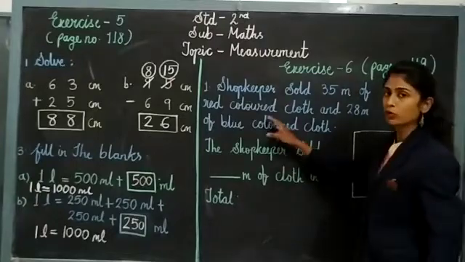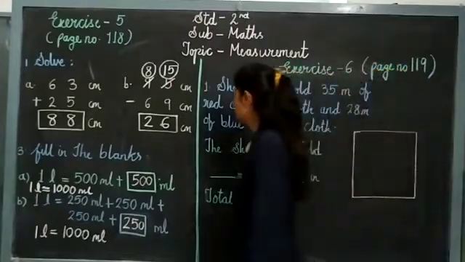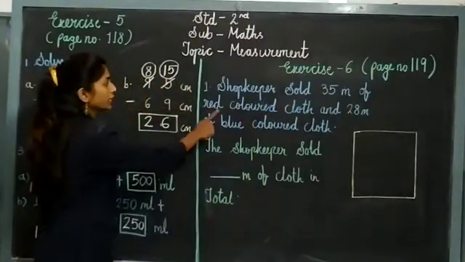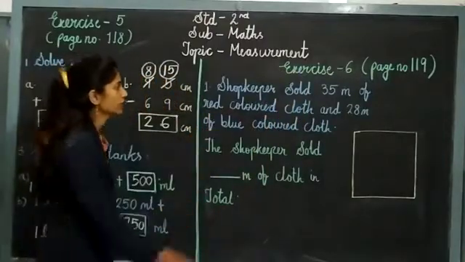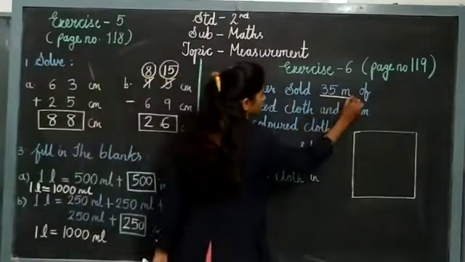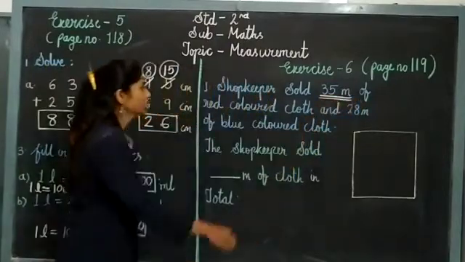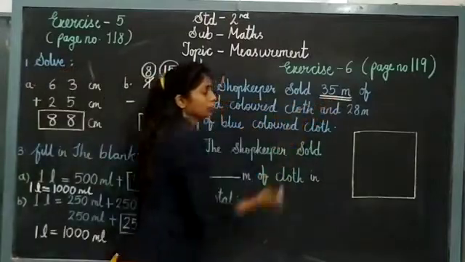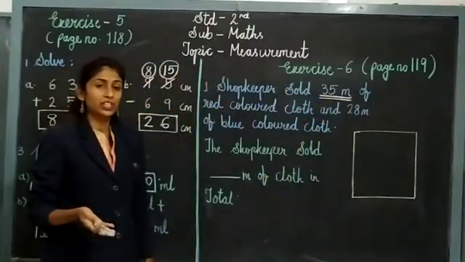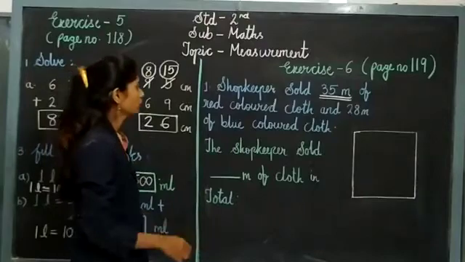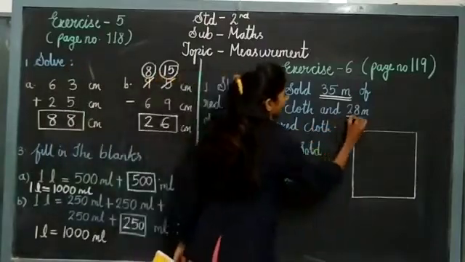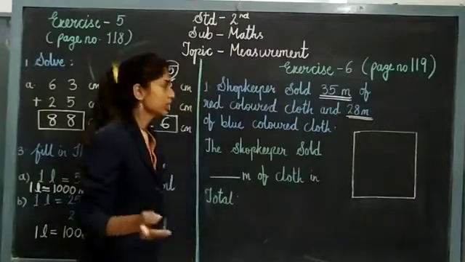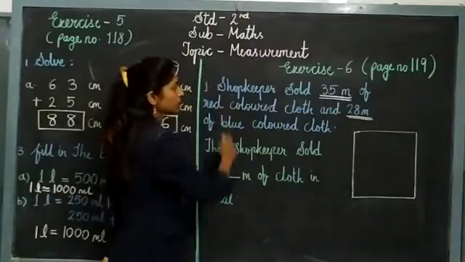Now first sum I am going to solve it here, and the sum is: shopkeeper sold 35 meter of red colored cloth. Okay, there is a shopkeeper who has sold 35 meter red colored cloth. Now here meter is given. It means again we are measuring the length here. Okay, and 28 meter of blue colored cloth. Simple thing. There is a shopkeeper.